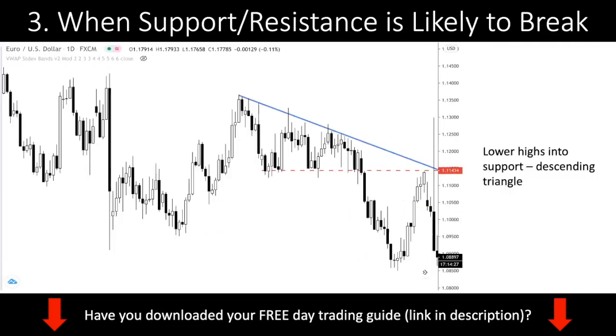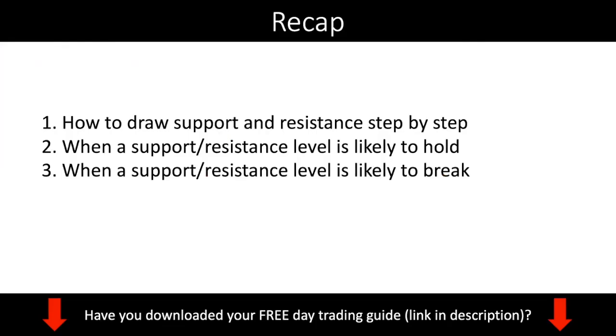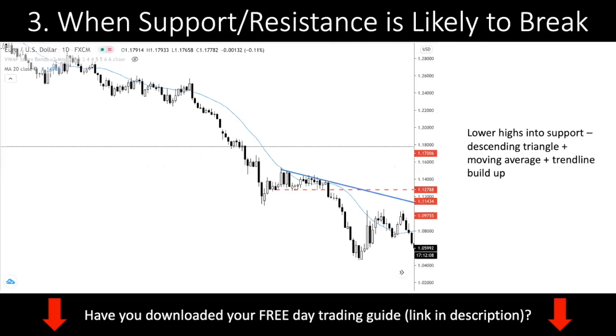So in this case, you see that there is all of it over here. Okay, you see that there's a descending triangle, then you have a moving average build up, and then you have the trend line build up as well. Okay, so this is how you identify that the support is going to break. Okay, in this case, you can see that it turned out perfectly.